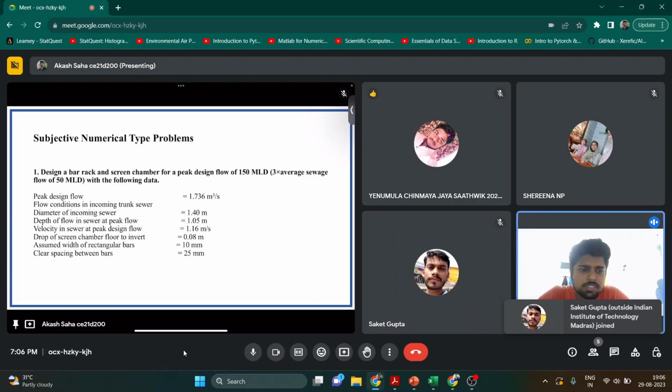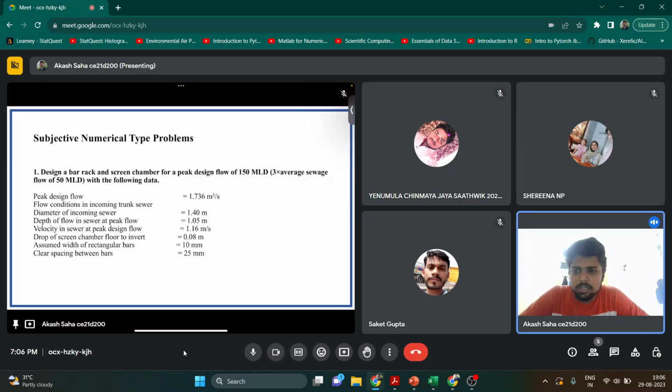This is the first problem, which says that you have to design a bar rack and screen chamber for a peak design flow of 150 MLD with the following data. So you have this peak design flow and some details related to the incoming sewer line that is coming to the screen chamber. We have the diameter of the sewer line, that is 1.4 meter. We have the depth of flow of water in the sewer line, and then we have the velocity of flow in the sewer line at peak design flow. So everything is given as per the peak design flow.